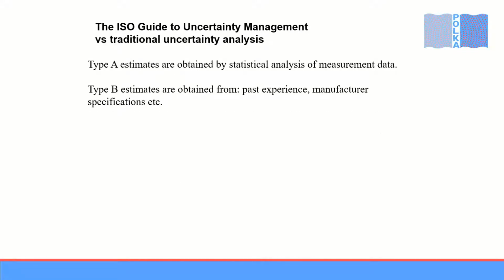And then these estimates are type A. They are obtained by statistical analysis of measurement data. So for instance, taking the standard deviation of your measurement. And the B estimates are obtained from past experience, manufacturer specifications, data sheets, etc. So you can find out, for instance, that the transducer that you use has a certain sensitivity to this or that from data sheets of the manufacturer. And we will see some example later on how to apply this.